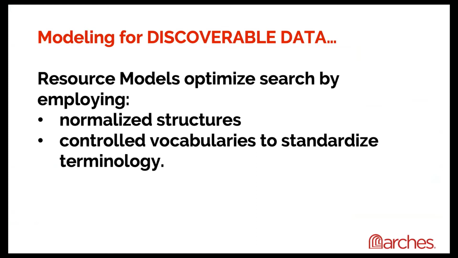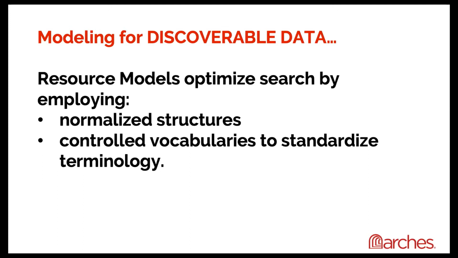Moving on to modeling so that your data is discoverable or searchable, we just looked at one way to optimize the discoverability of your data. But in addition to that example, typically you can design resource models that optimize search by normalizing the data structure to reduce redundancy and improve data integrity. So for example, what I mean by this is that you would not repeat the same data in different nodes or fields, or be inconsistent in how you design your resource models.